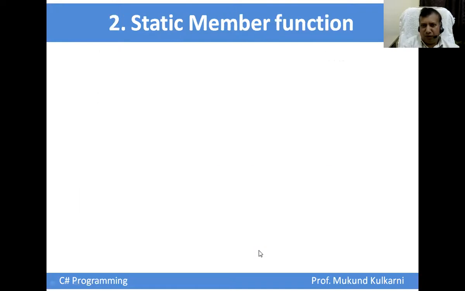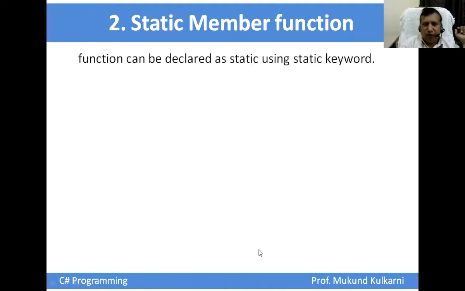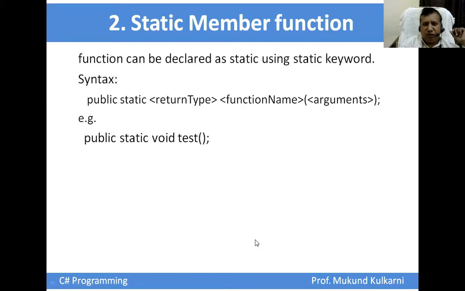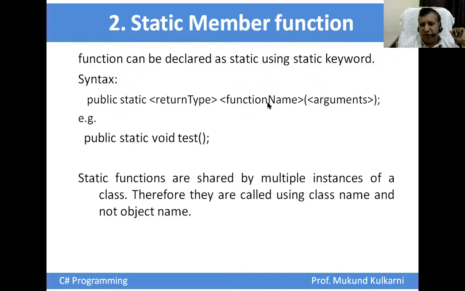Now let's move to the next point, that is static member function. A function can be declared as static using the static keyword, just like static void main we are writing. The syntax is: public static return type function name and arguments. Public static void test. Now we are not passing any argument here. Static functions are shared by multiple instances of the class. Therefore, they are called using the class name and not the object name. Only one instance will be there and it will be shared by all objects.